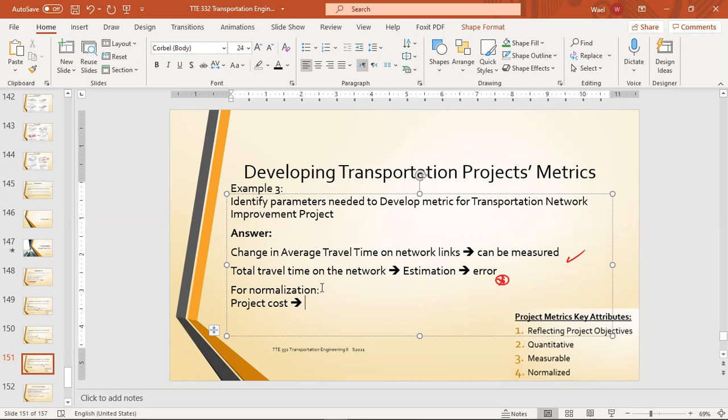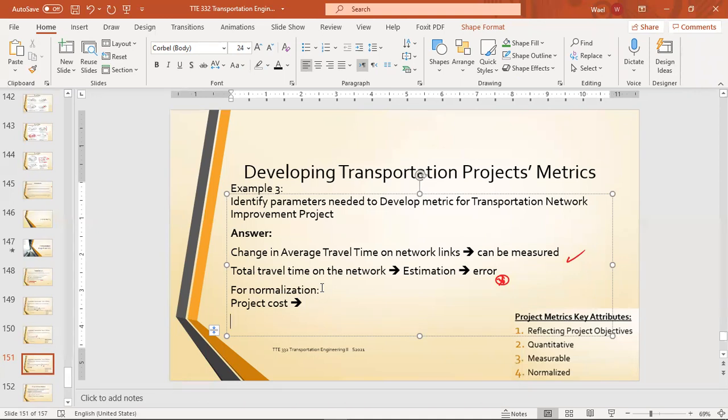Yes. If we are comparing, for example, two projects, one project costs 10 million and affects travel time by, say, 5 minutes, and I have another project that costs 20 million and affects average travel time by 4 minutes, which one is better? Of course the 10 million one, because you are dividing the savings in time by the cost. You see my point? Any questions?